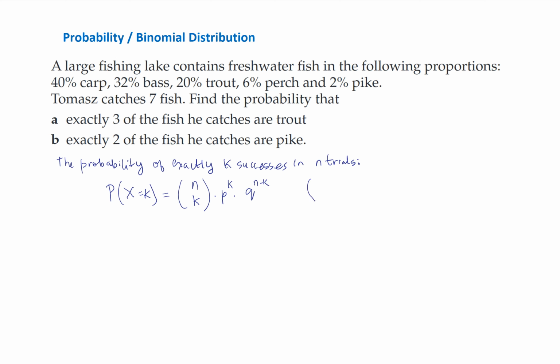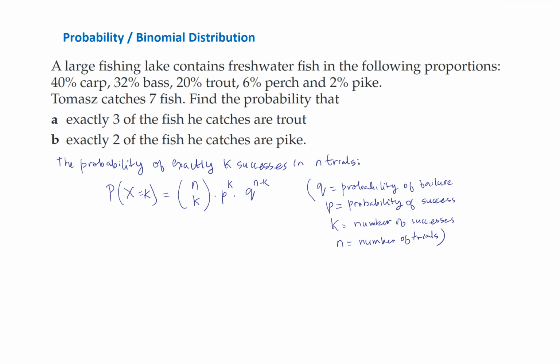So what this means is, starting from the right hand side, q is the probability of a failure, p is the probability of success, and k is the number of successes, and n is the number of trials. Okay, so how would we work out? So we'll just put in the values.